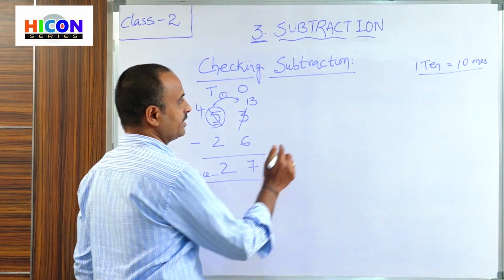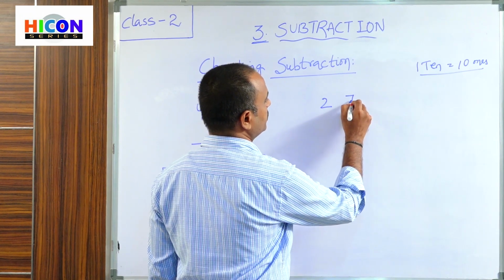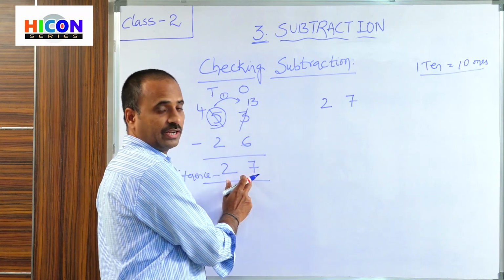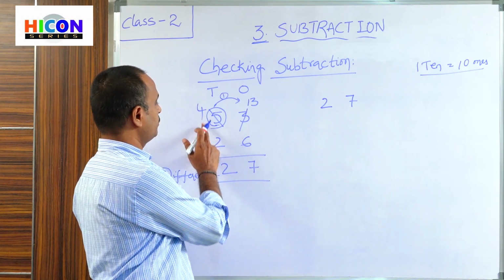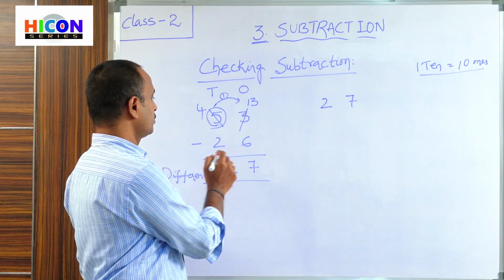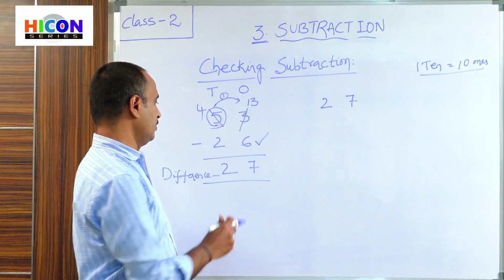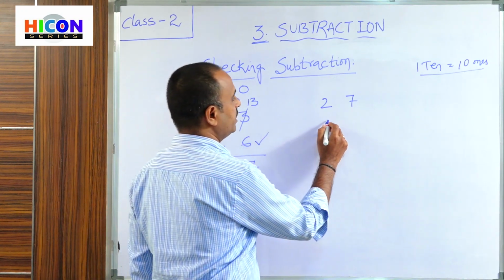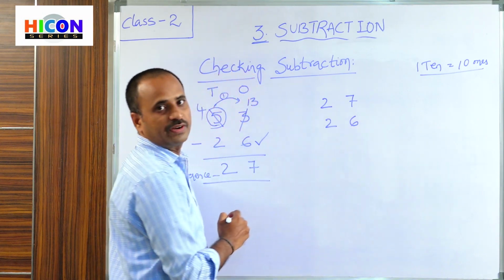So what is the difference? 27 is the difference. So write 27 first. Now add this difference to the smallest number in the subtraction. So what is the smallest number in the subtraction? 26 is the smallest number in the subtraction. So write 26 below the difference.